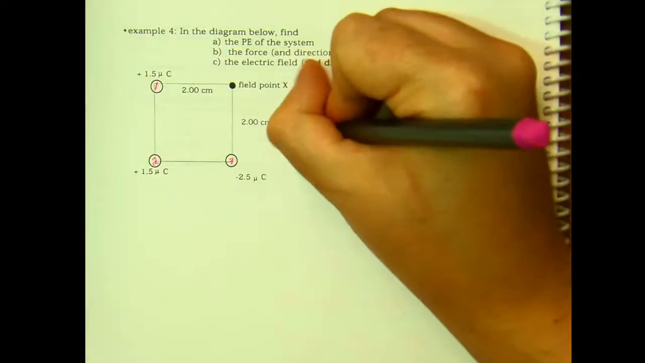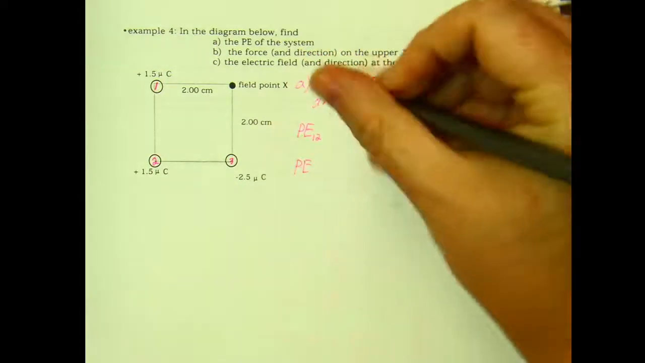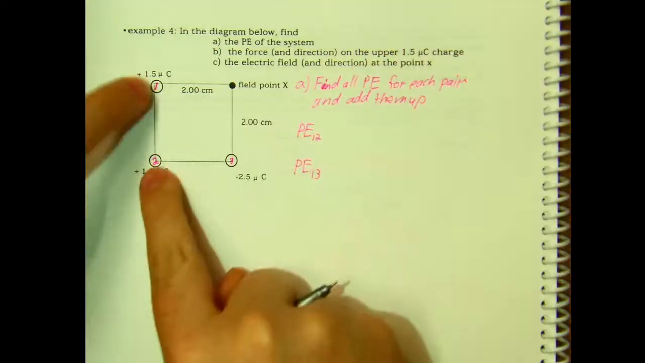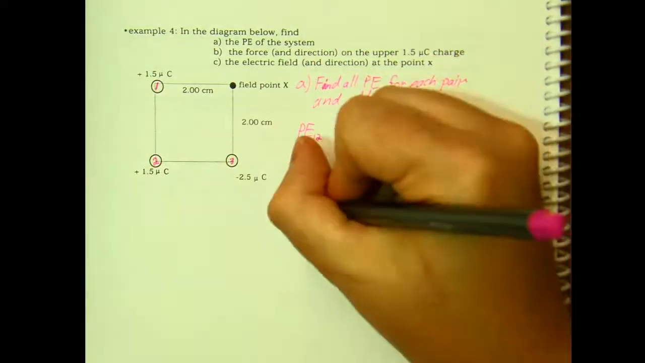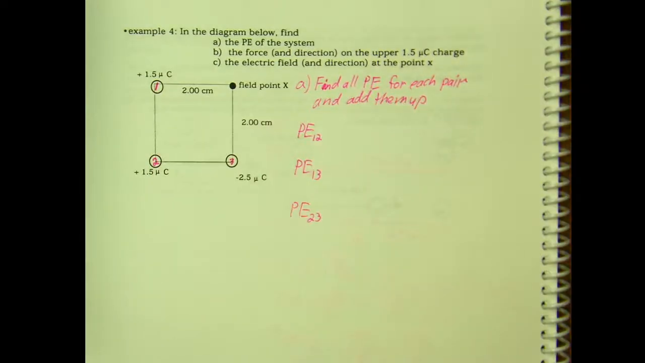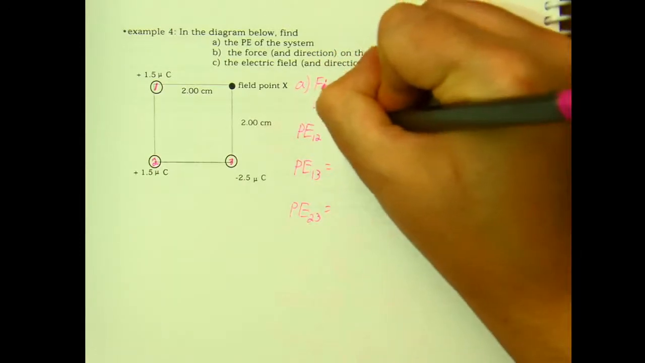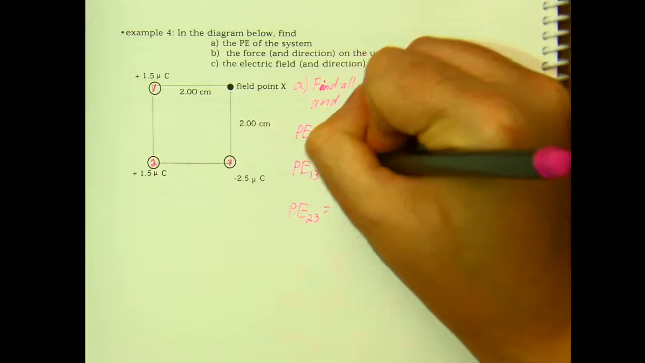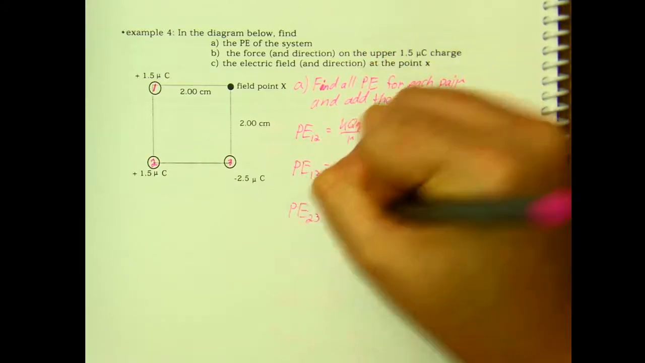So we want to find the potential energy required to put 1 and 2 together. I want to find the potential energy to put 1 and 3 together, so for this pair, and this pair. So potential energy for 2 and 3. And then we're going to add them all up. So this is kQQ over r, kQQ over r, kQQ over r.